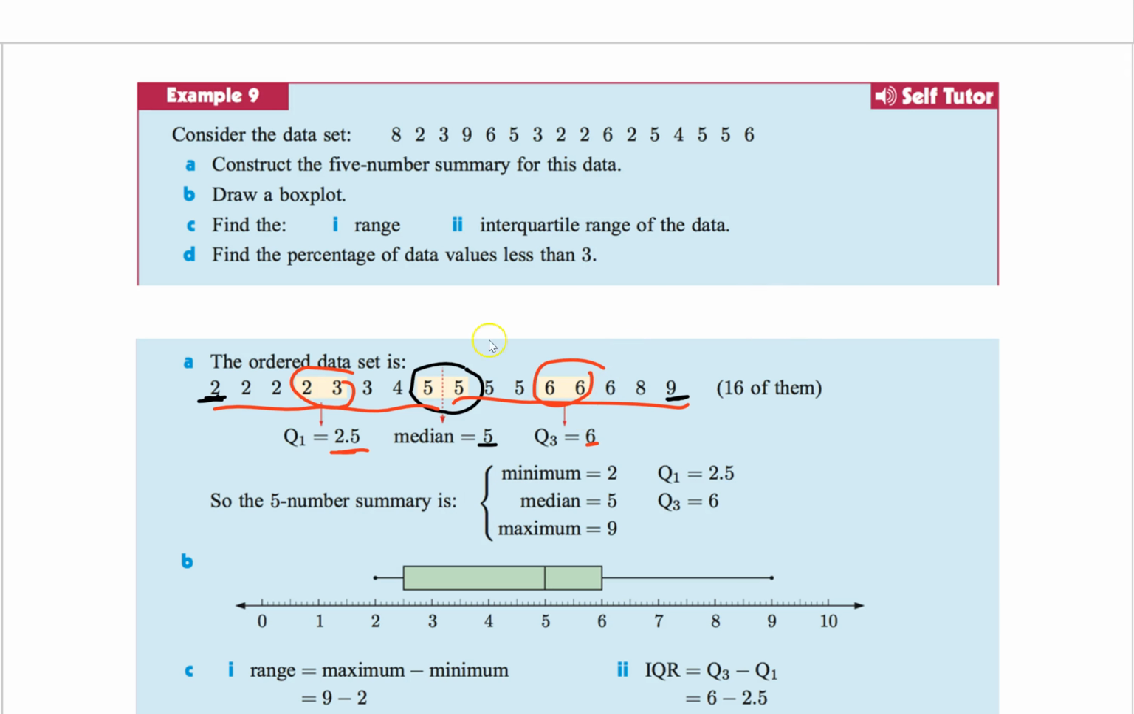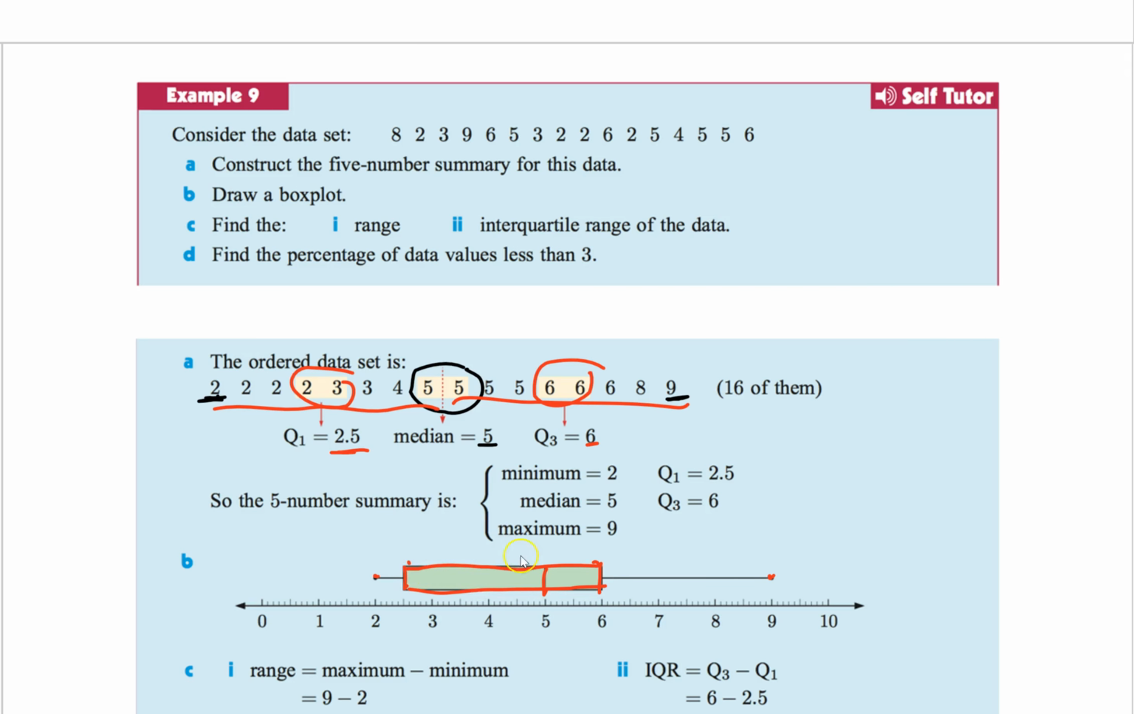Now if I want to draw it, you just draw that stuff. Draw the min with a little point. Draw the max with the point. Draw the lower quartile with a line, Q1 with the line at 2.5. Draw the upper quartile with the line at 6. Draw the median at 5. And you have this little thing right there.